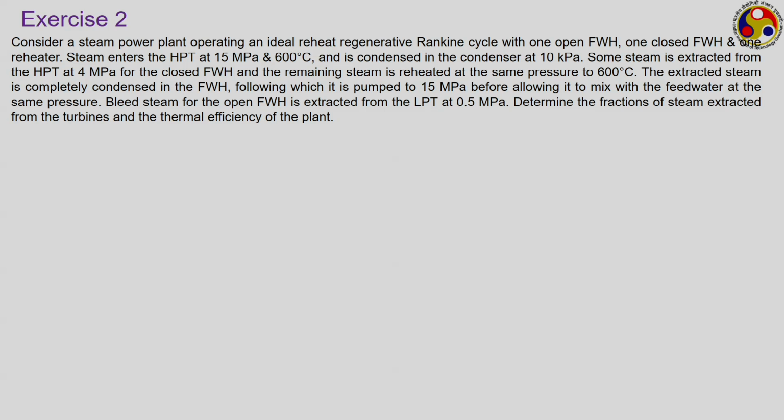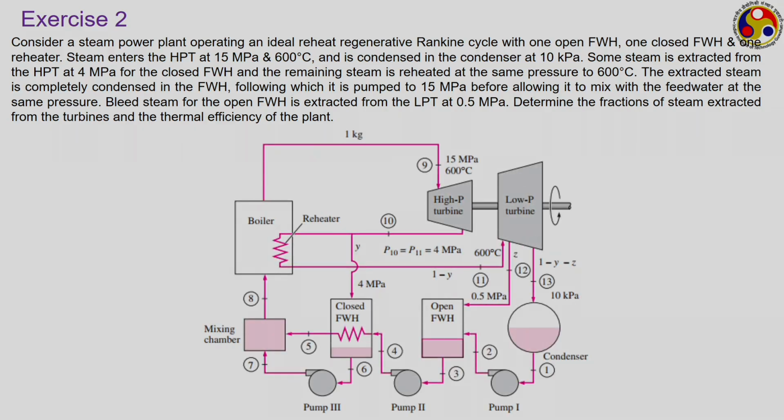Here we are talking about a steam power plant operating on an ideal regenerative Rankine cycle with one open feed water heater, one closed feed water heater and one reheater. So, we are talking about a reheat regeneration cycle. We have reheater and also regeneration, plus there are two feed water heaters, one open type and one closed type. This is the cycle diagram for this.